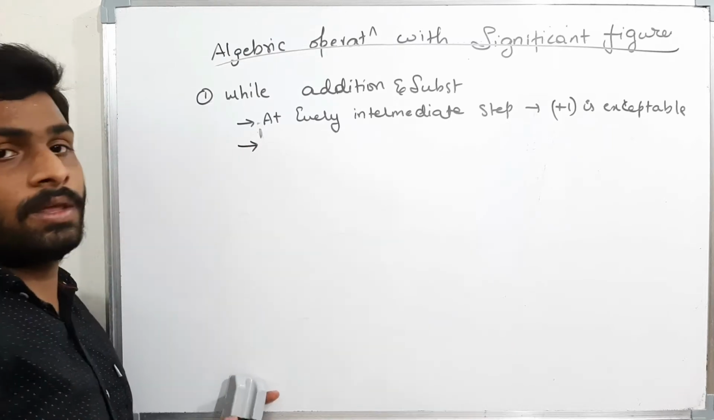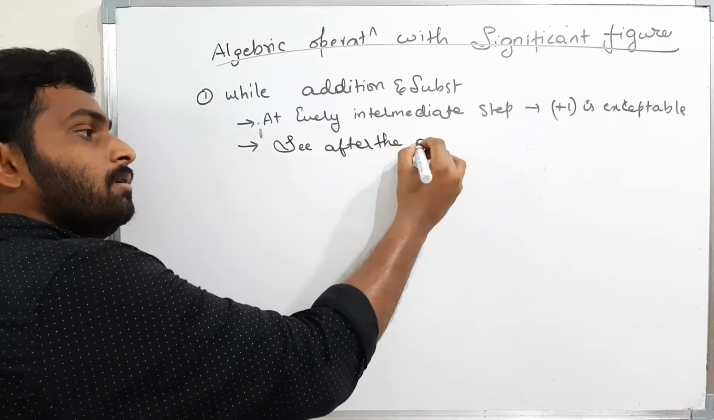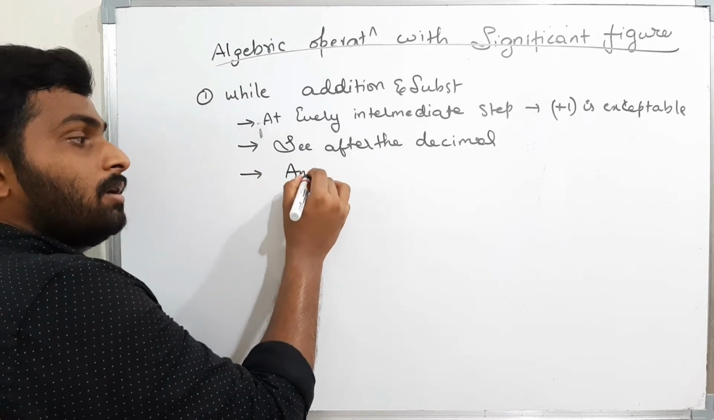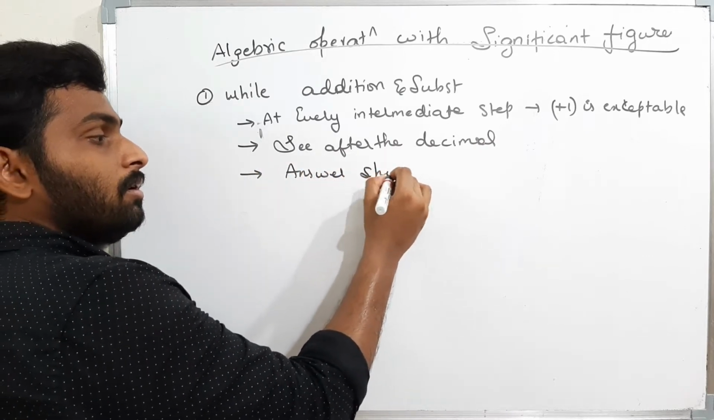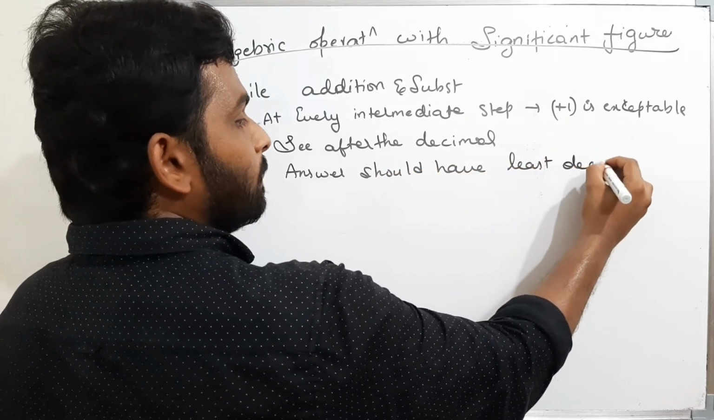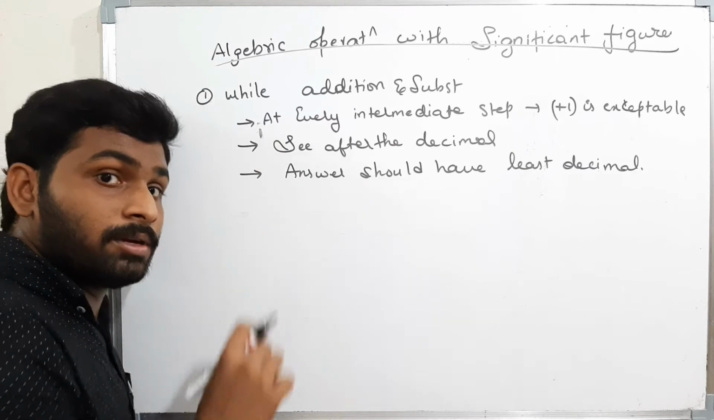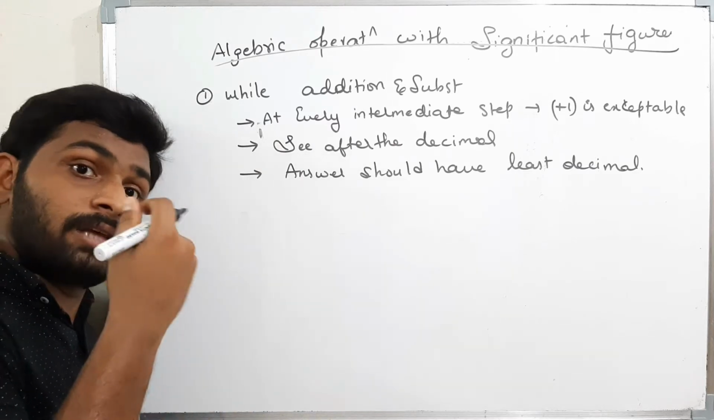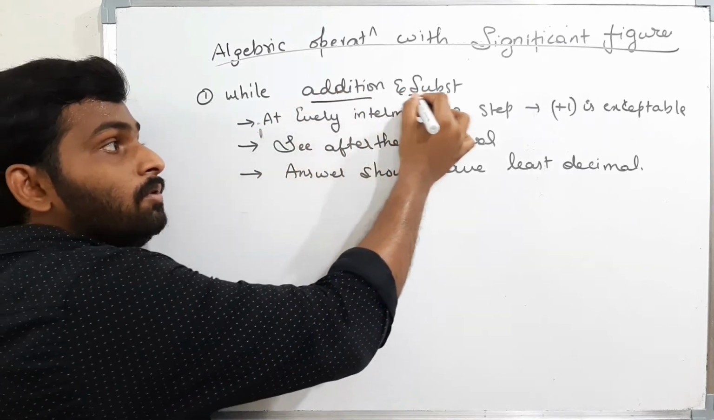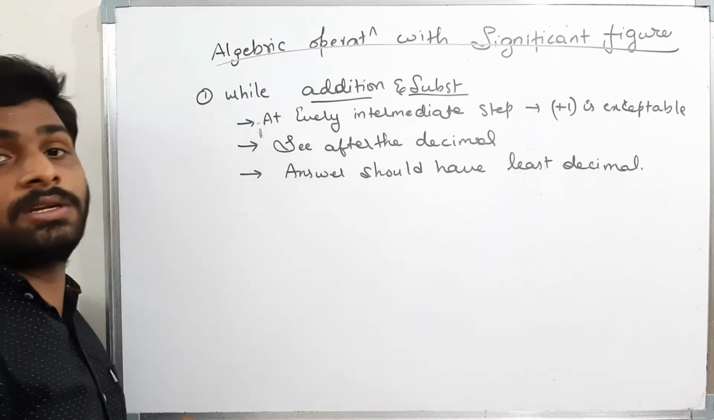Second one, see after the decimal. And third one, the answer should have the least decimal. What is the meaning of these three sentences? Remember this. At every intermediate step, plus 1 is acceptable, and we should see only after the decimal. In addition and subtraction, we should always look only after the decimal point, and the answer should have the least decimal places.